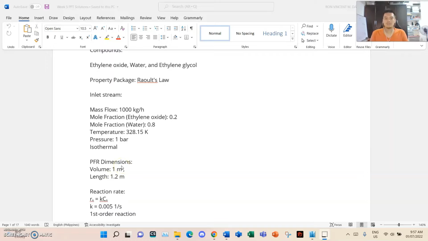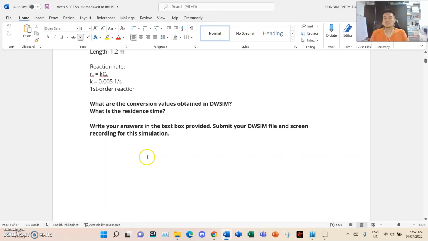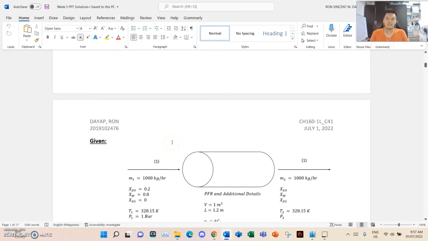Additional information regarding the PFR is that its volume is 1 cubic meter and its length is 1.2 meters. The reaction rate formula is K equals Ca, where K equals 0.005 per second, and it is a first order reaction as seen in this reaction rate formula. Now, the questions required are: what are the conversion values obtained in DWSim and what is the residence time? Write your answers in the text box provided, submit your DWSim files, and so on.